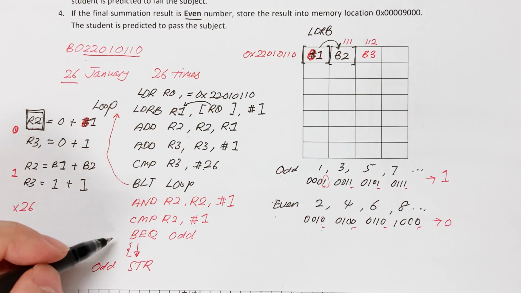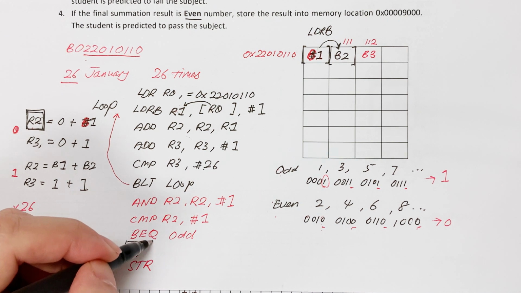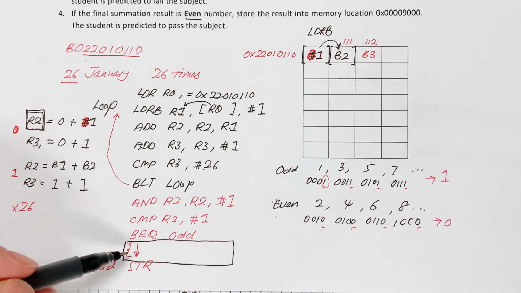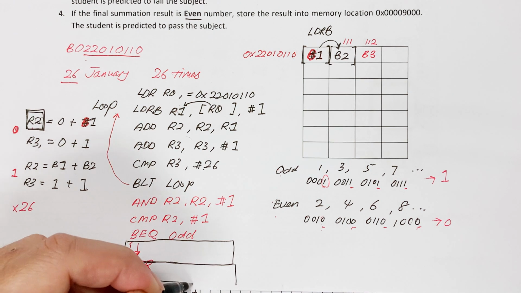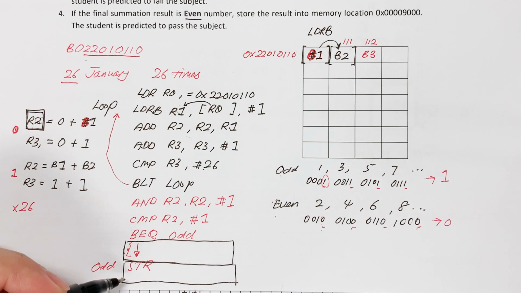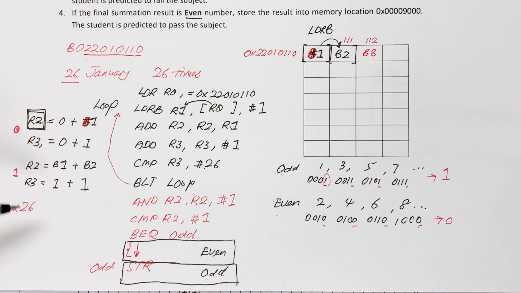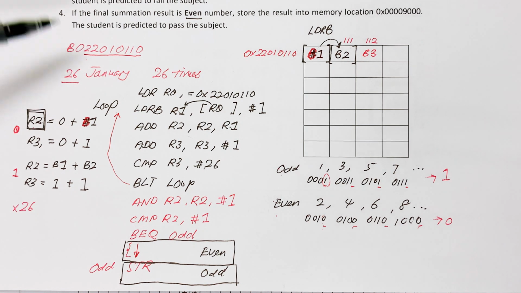So basically, you just need to complete the operation to store the result into the address of 9000, because this is an even number. You need to complete the code to store the result into address 8000, since this is the odd number. So with that, this is the answer for question number 2 in your test.